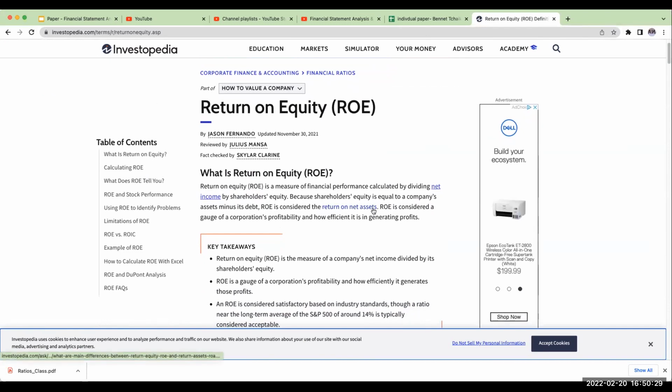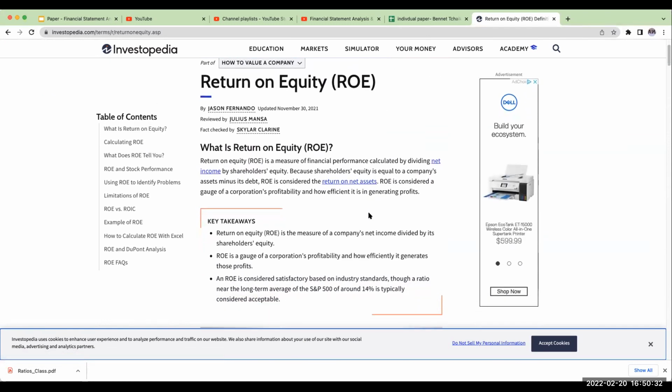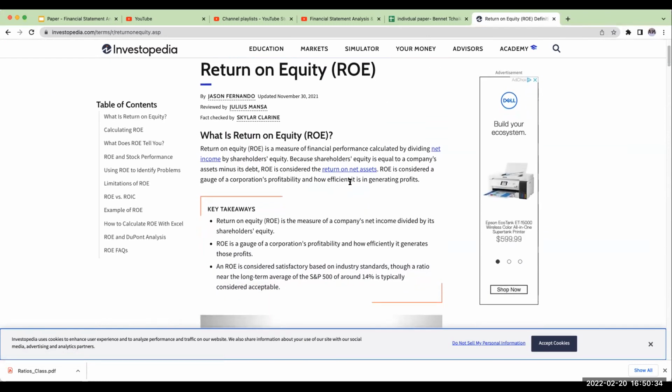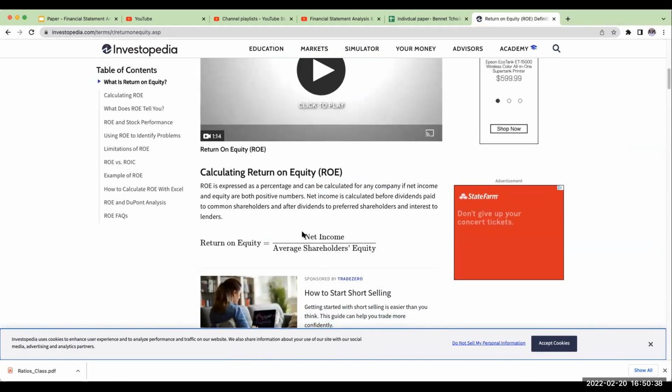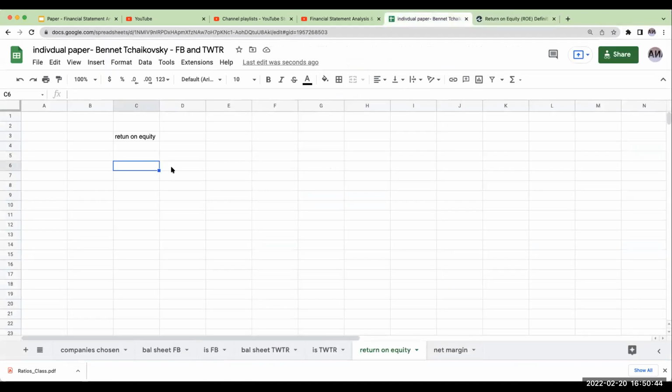So it's basically return on net assets. ROE is considered a gauge of a corporation's profitability and how efficient it is in generating profits. So how do we calculate it? We're going to take our net income and divide it by our average shareholders' equity.